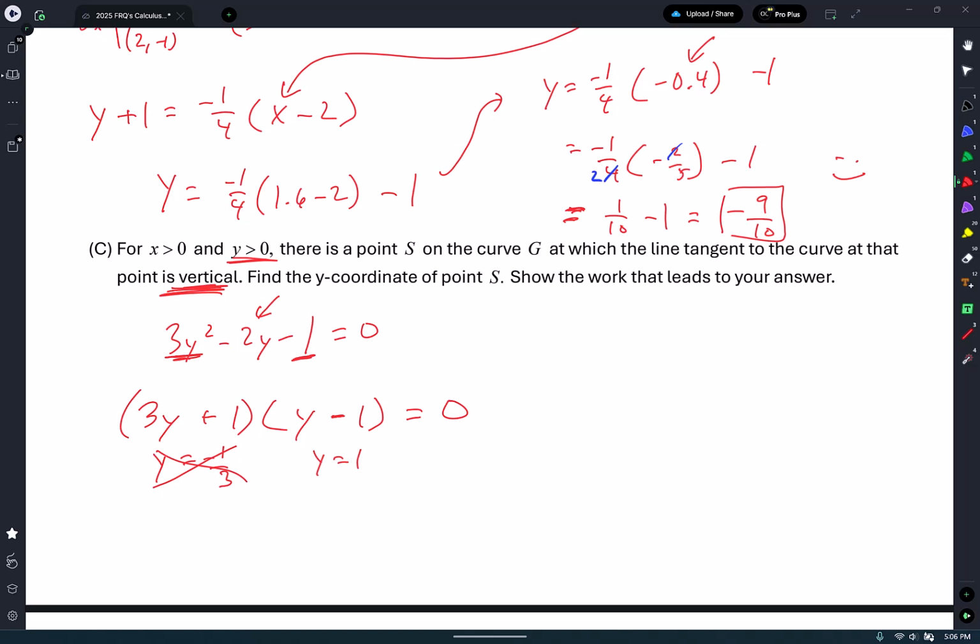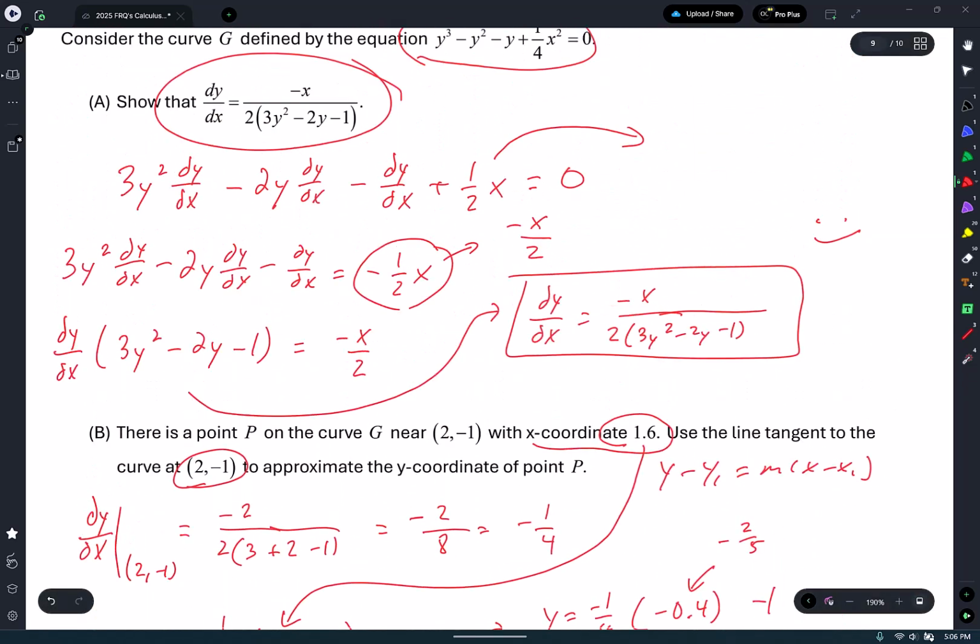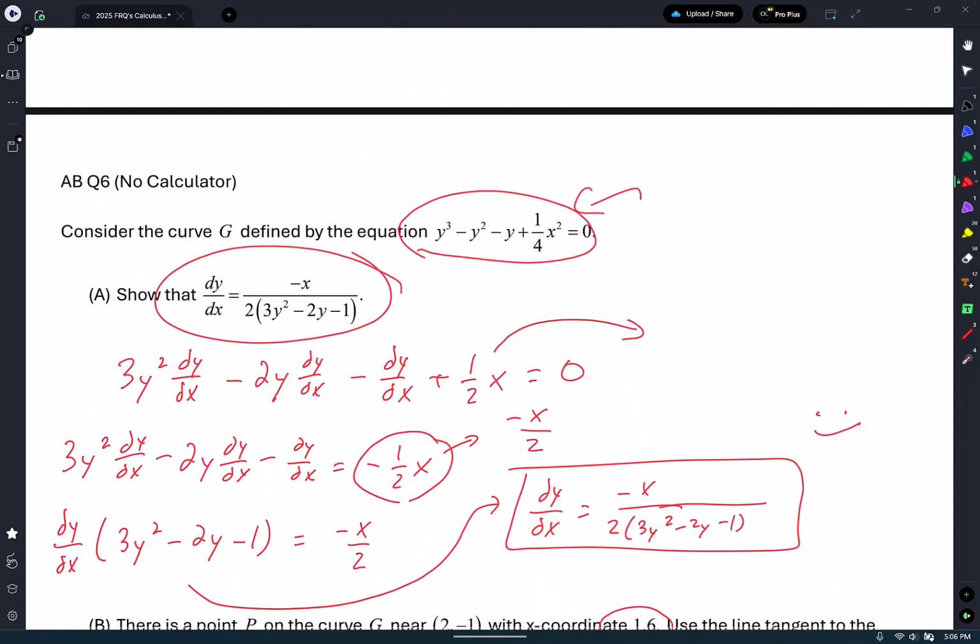There are the point S and the curve G, and the line is vertical. Find the y coordinate of point S. Okay, they asked for the y coordinate. There's the y coordinate. If you wanted the x coordinate, you could have found it. I'm not going to put it there because what if I get it wrong, right? You could have plugged it in here.